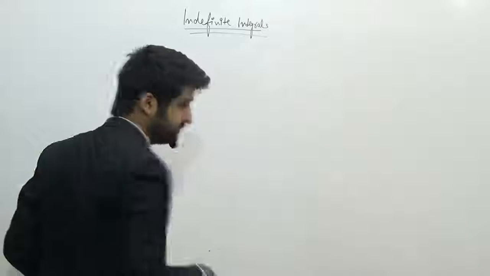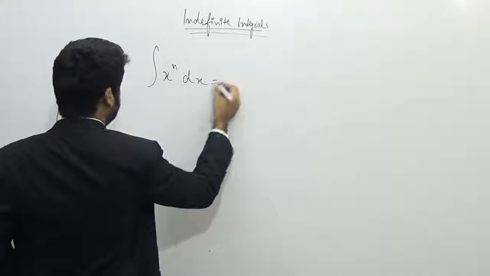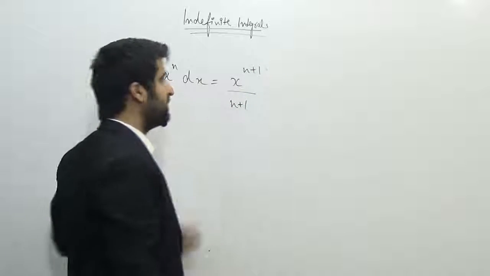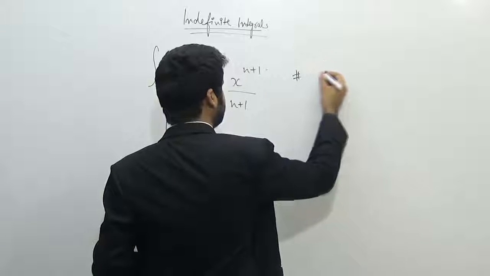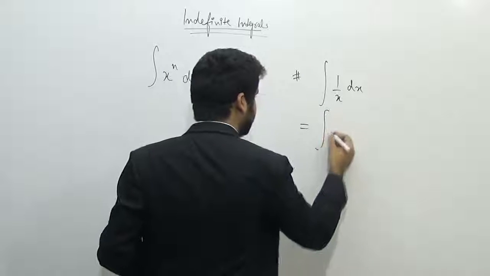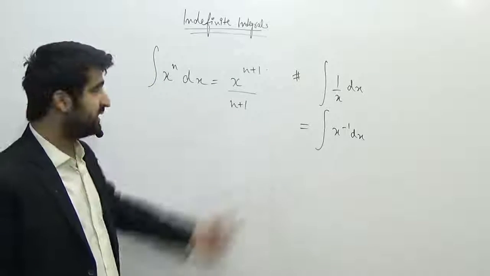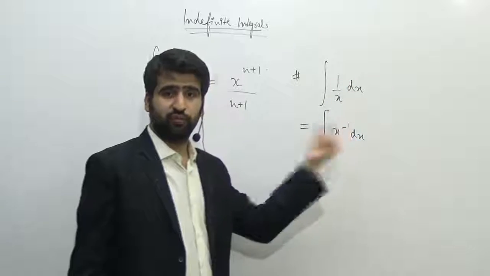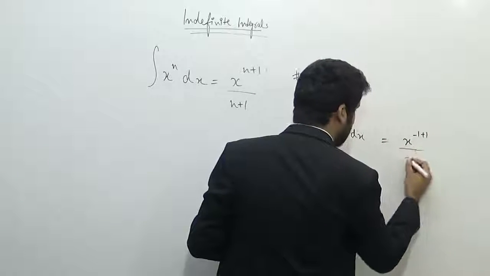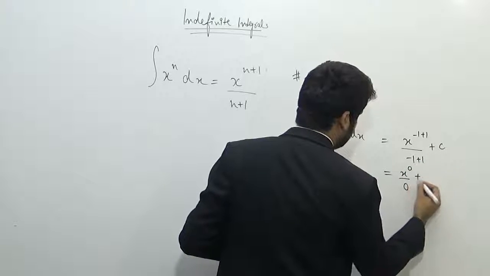The confusing part is that we know that the integration of x to the power n dx is equal to x to the power n plus 1 divided by n plus 1. So by this formula, if we try to find the integration of 1 upon x dx, 1 upon x can be written as x to the power minus 1 dx. By this method, the integration of this reciprocal function 1 upon x can be written as x to the power minus 1 plus 1 upon minus 1 plus 1 plus c, which is nothing but x to the power 0 upon 0 plus c.